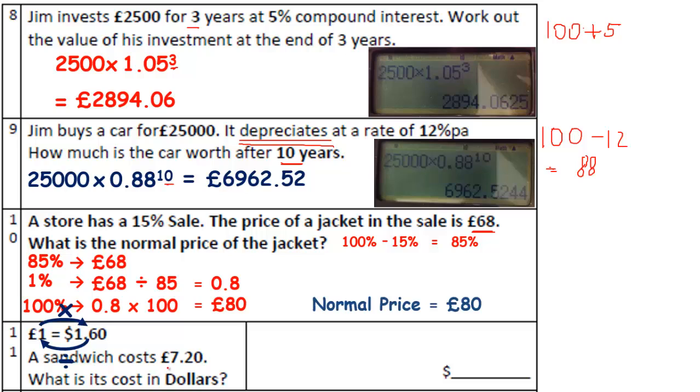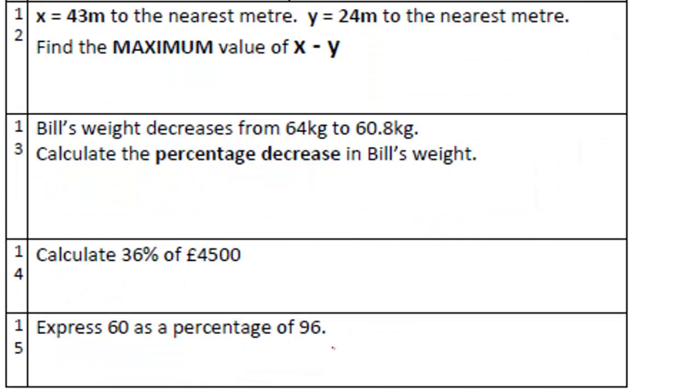A sandwich cost £7.20. What does this cost in dollars? So that means I'm going from pounds to dollars. So I'll be timesing. I'm going to do 720 times 160. That gives me an answer of 1152. Pretty straightforward. This is just to make sure you know what to do, you follow the right route, and you're able to do it properly. Very common on calculator papers. Make sure you can do it.